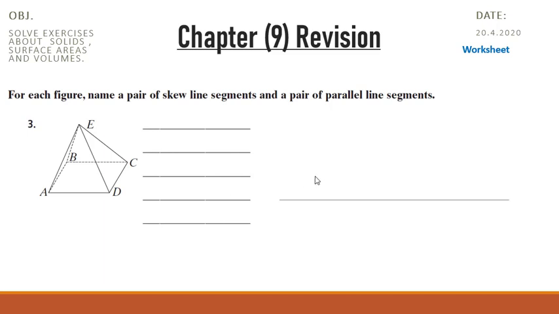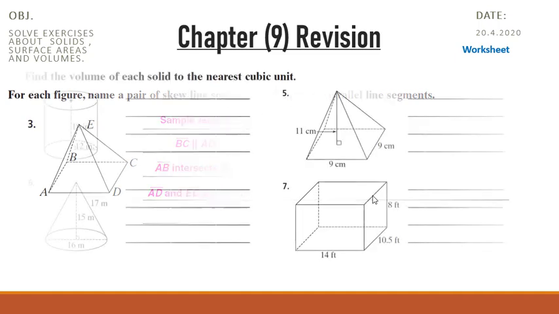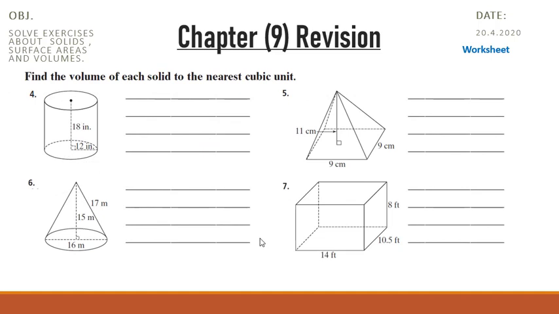Okay, guys, I have this sample answer. BC and AD are two parallel lines. AB and BC are two intersecting lines. And AD, this one, and EC, this one, these two are skew lines. Now we will move to the next question.